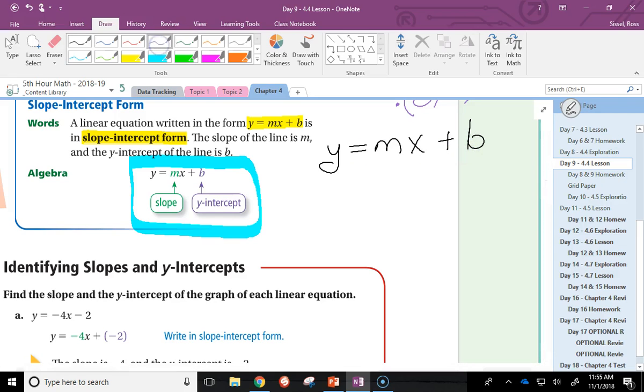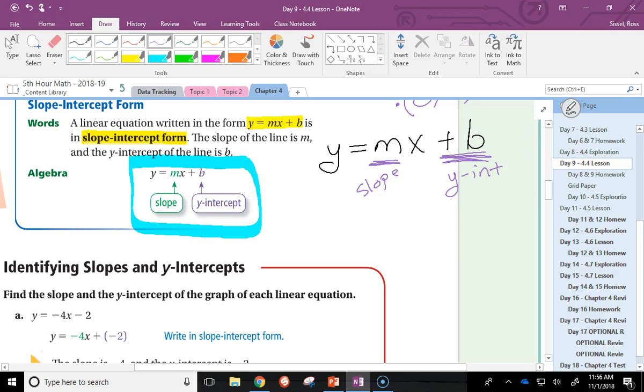The important thing to note, we should have already learned y equals mx. M is our slope. It tells us our steepness. The part we're adding is this plus b. And that's going to tell us where our y-intercept is. The great thing is if I have my slope-intercept form, I can graph the line. It's very, very easy.